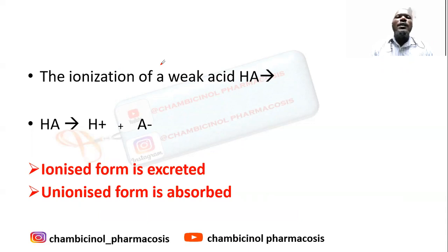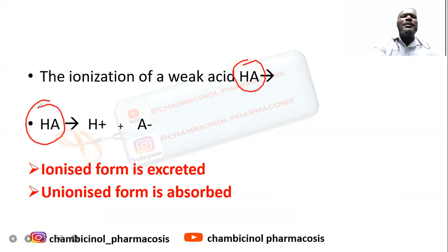When we talk about ionization, we consider a drug which is acidic, like this one here. As the drug is acidic, it will undergo partial ionization, whereby it will form H plus and A minus. This is the drug itself in its ionized form. For absorption to take place, it is only the unionized form of the drug that is absorbed, while the ionized form will be excreted.